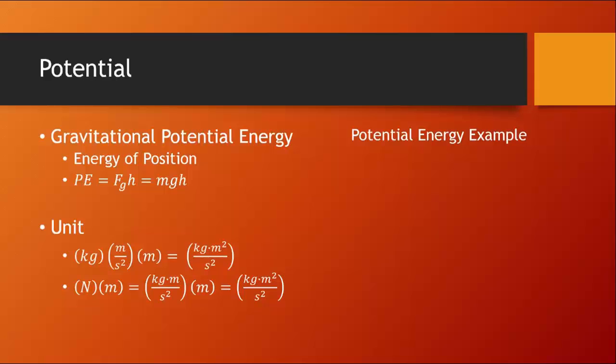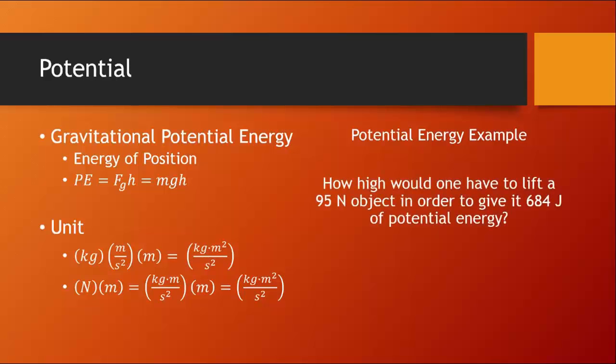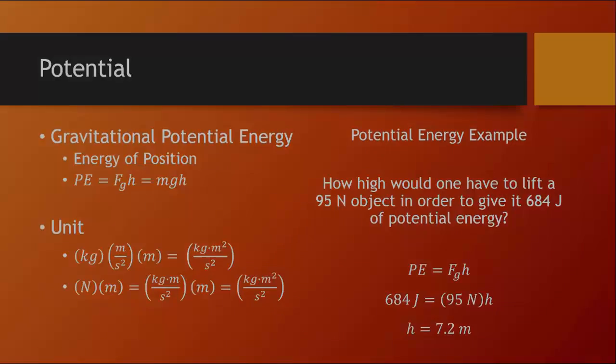Let's take a look at an example of a potential energy problem. How high would one have to lift a 95 newton object in order to give it 684 joules of potential energy? We'll start with the equation, PE equals Fgh. I've selected this form of the potential energy equation because I know the weight of the object, 95 newtons. I don't know the mass of the object. When I substitute in the energy and the weight, I can find that the height is 7.2 meters.